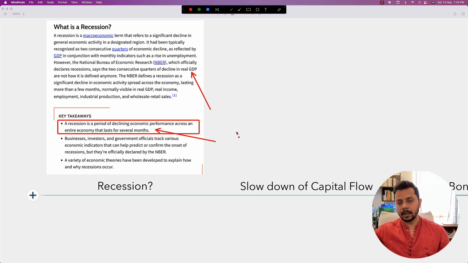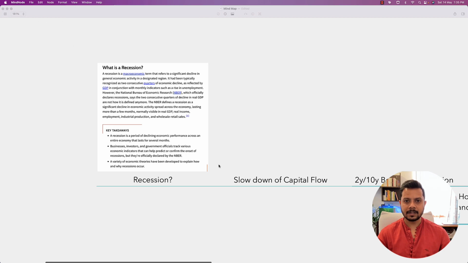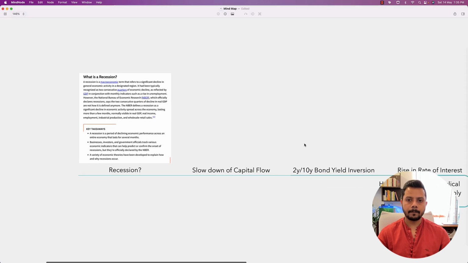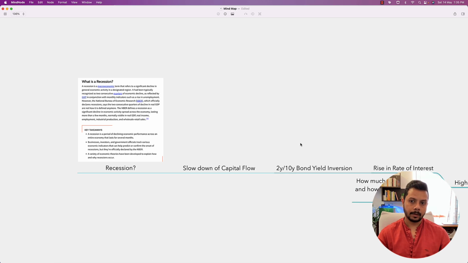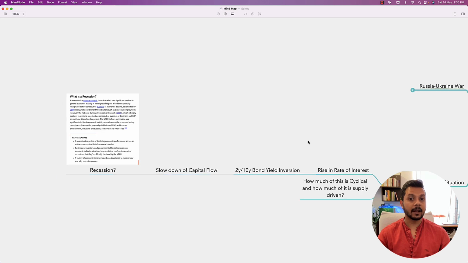So by the time that happens, markets would have already corrected a good 30% or so. We are already down, I think, 15%, 16% on a high to low basis. So this is essentially the scheme of things in which things can unfold.